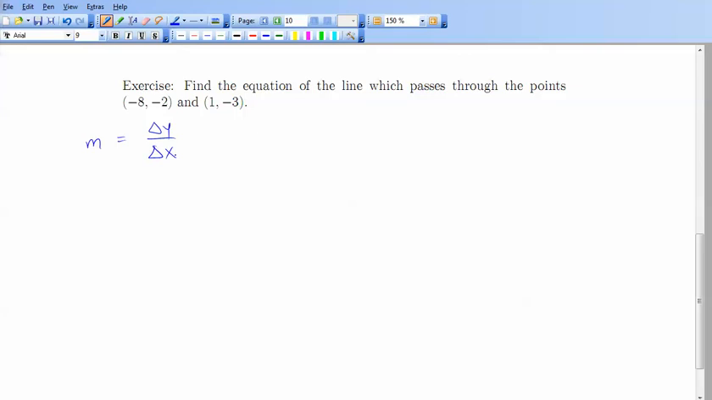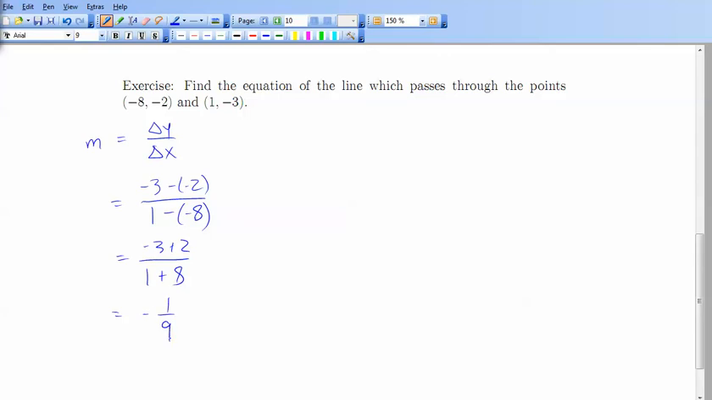So we're looking for the difference in the y values of our 2 points. That would be, let's take -3 minus -2 over the difference in the x values of our 2 points. We need to keep the order the same. And we just calculate this: -3 plus 2 over 1 plus 8. And we get -1 over 9 as our final slope.